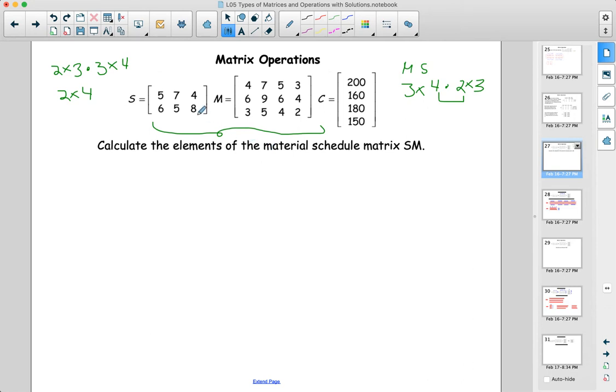All right, again, when you work your way through this, you're going to end up getting a 2 by 4 matrix. So you're going to have 2 rows, and there will be 4 elements in each row. So to find this element, it would be the first row multiplied by the first column.